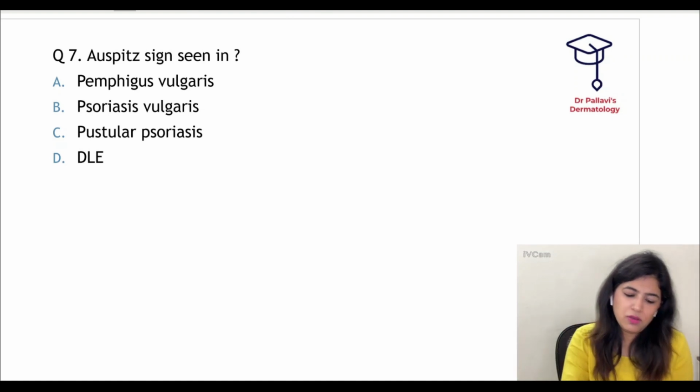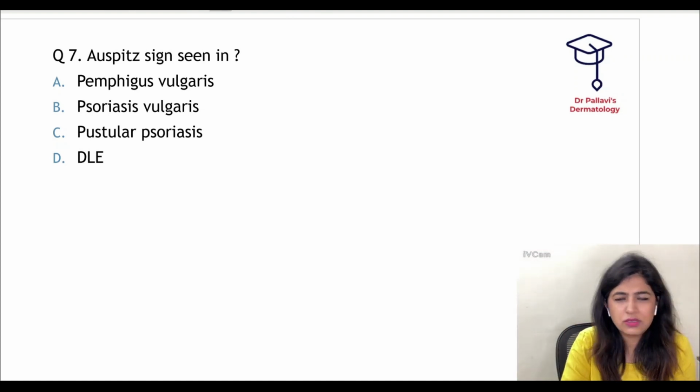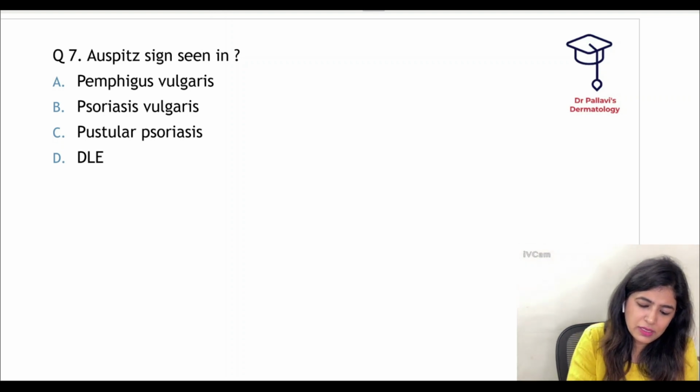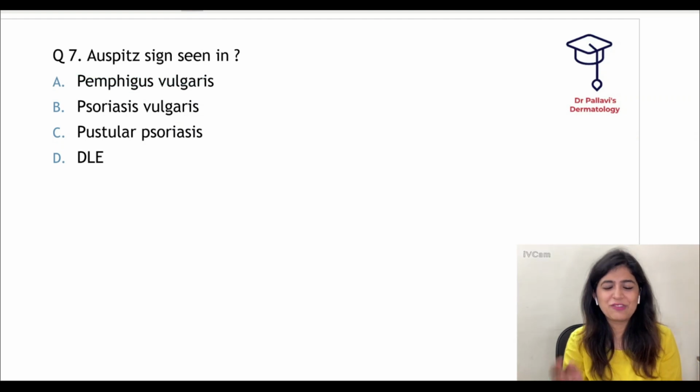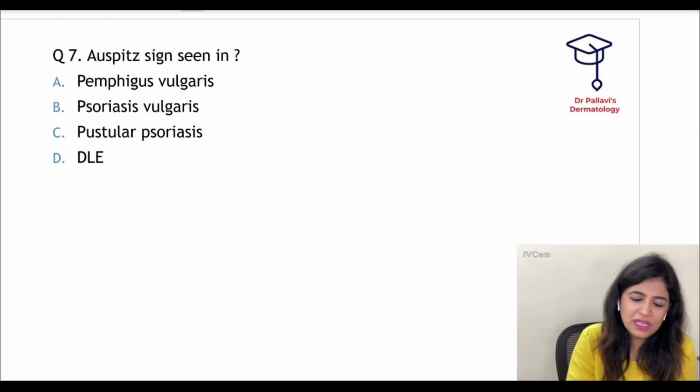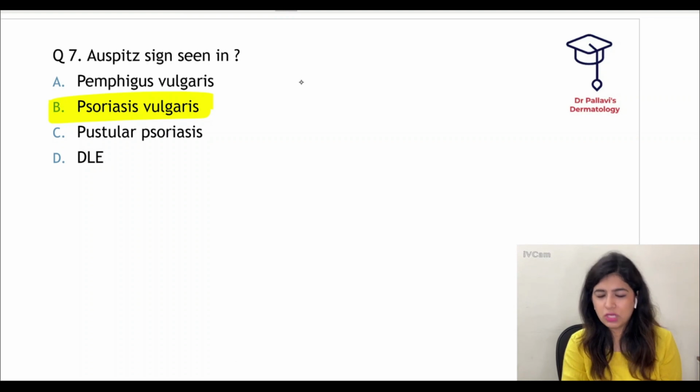Question number 7. Auspitz sign. A very favorite question, very often asked question. So I'm sure all of you got it right. The answer to that is, oh no, I am the one who's getting it wrong. No, I just marked it wrong. So Auspitz sign is seen in psoriasis vulgaris. Well, that's an easy question. You all will agree.